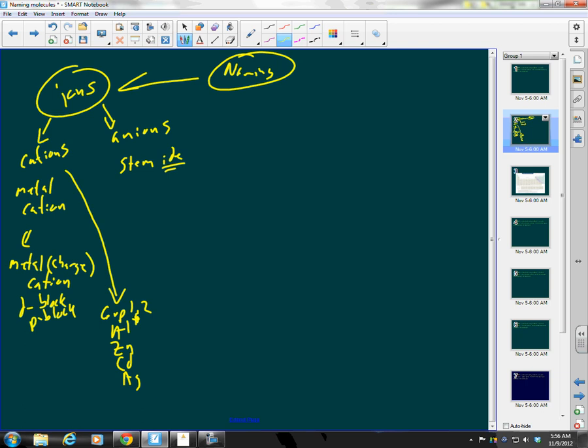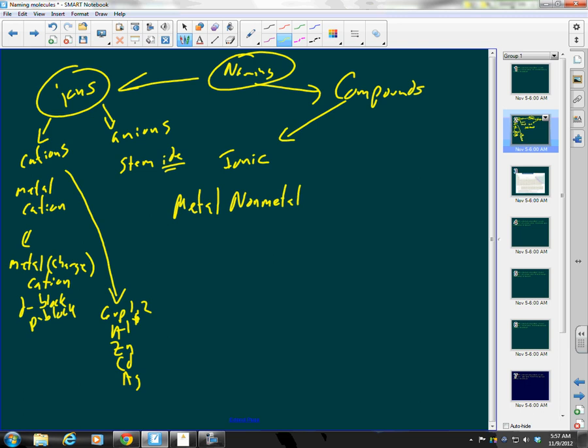Good, so that's ions. Then we came over here and talked about compounds, and we have ionic compounds. How do we name ionic compounds? We put the metal name first, followed by the nonmetal stem, and then we use the suffix "ide." So, sodium chloride.